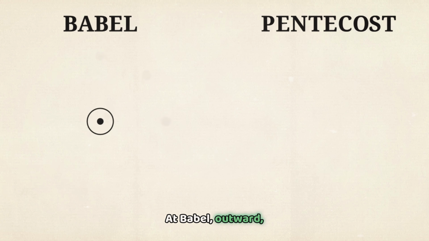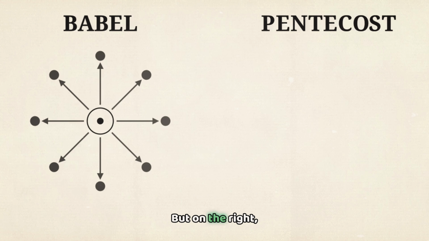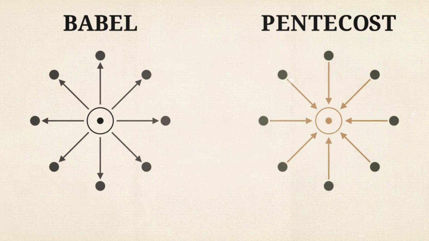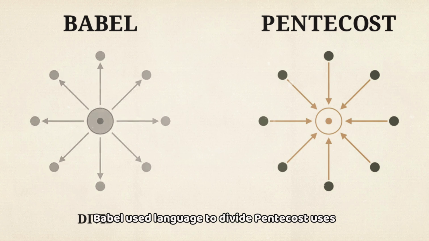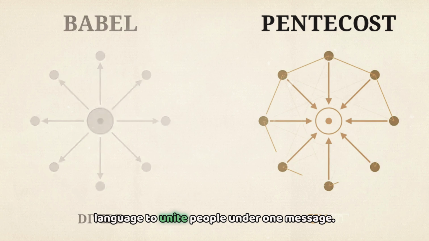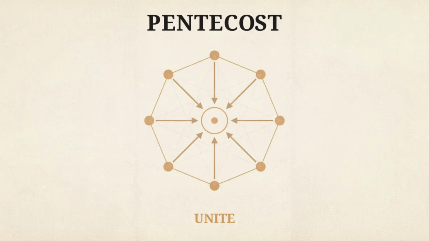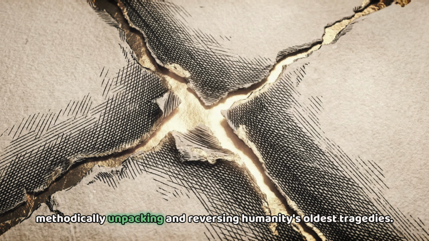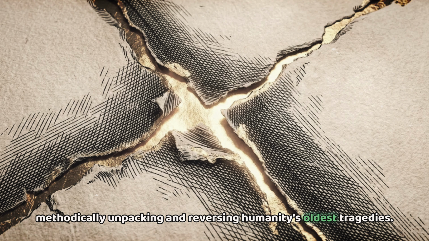At Babel, outward, scattering arrows. But on the right, at Pentecost, the disciples suddenly speak in unknown languages. The arrows shift. Babel used language to divide. Pentecost uses language to unite people under one message. The New Testament operates as a systemic cure, methodically unpacking and reversing humanity's oldest tragedies.